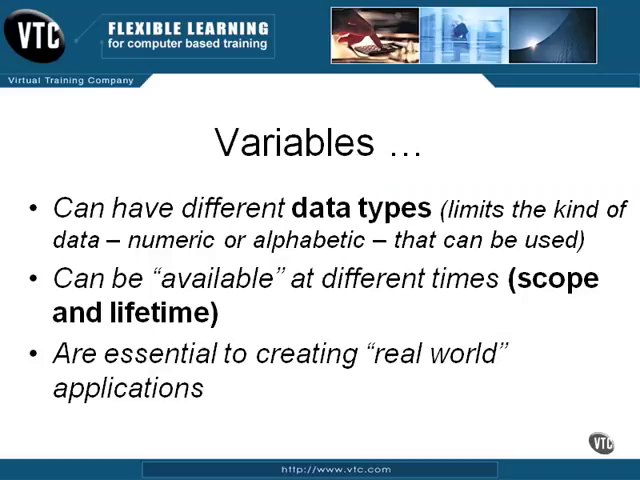Variables can have different data types. We will discuss data types specifically. It limits the kind of data, whether it be numeric or alphabetic, or actually other types, that can be used. Variables can be available at different times. This is referred to as the scope and lifetime of a variable. And finally, variables are essential to creating real-world applications. So in the movies to follow, we will discuss creating variables, their data types, and how they should be used in actual applications.